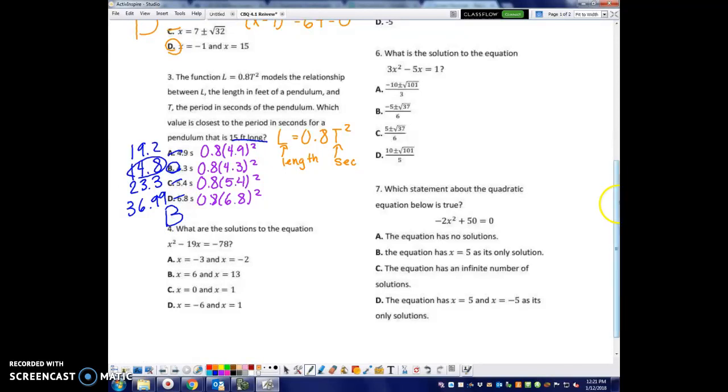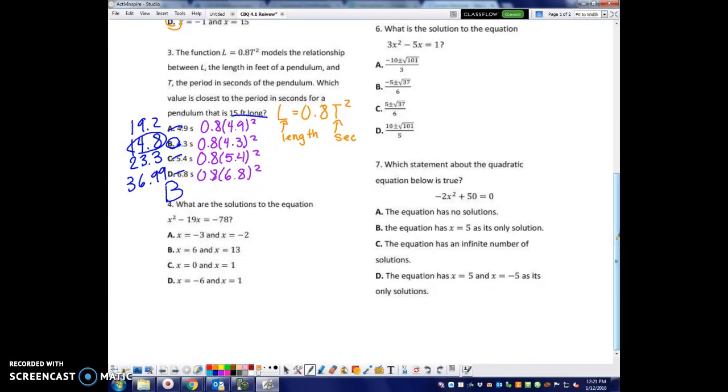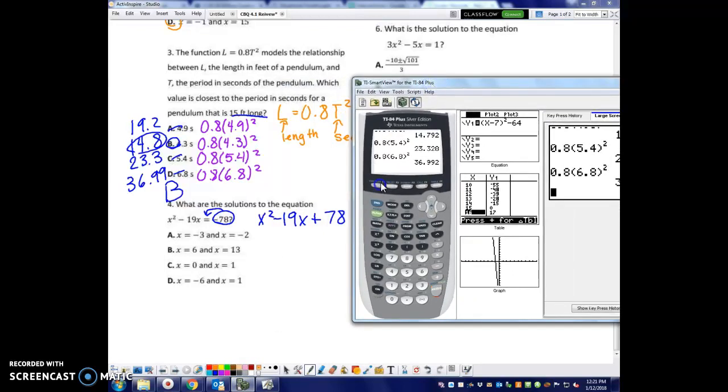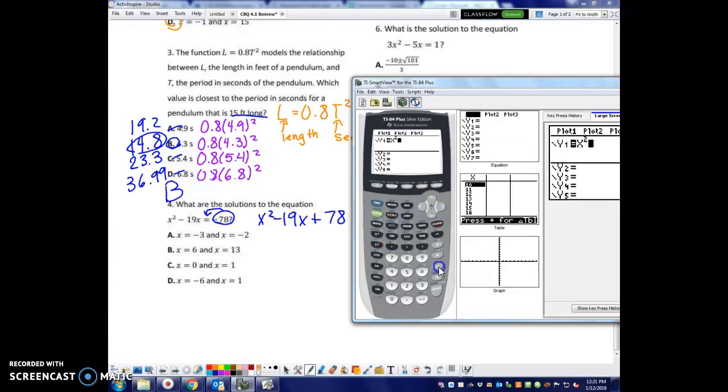All right, number 4. What are the solutions to this equation? Okay, remember solutions are just the x-intercepts. But if we need to find the x-intercepts, type it in. Everything needs to be on the same side. So if it's negative on this side, what is it over here? It's positive. Now we can type it in our calculator. So go to y equals, type it in. X squared minus 19x plus 78. Graph it.